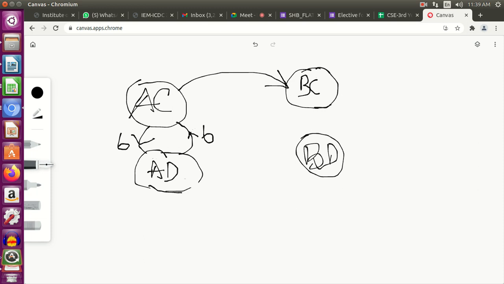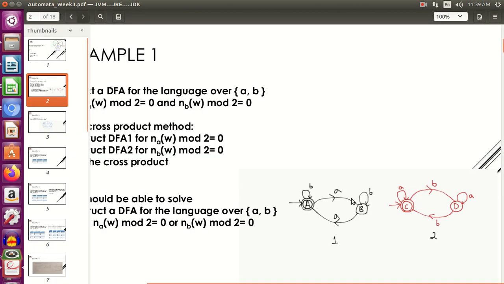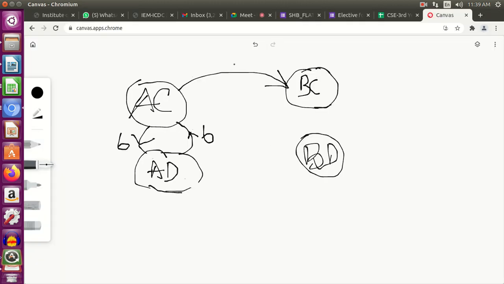So now C is common, so A to B we will check. What was the transition? It was with A, right? A to B with A, and B to A, it was also with A. Fine. Now what else?